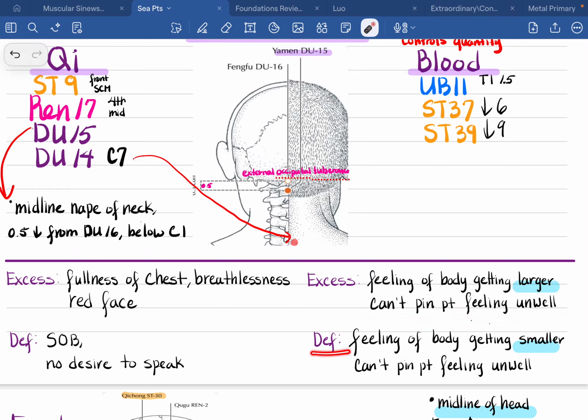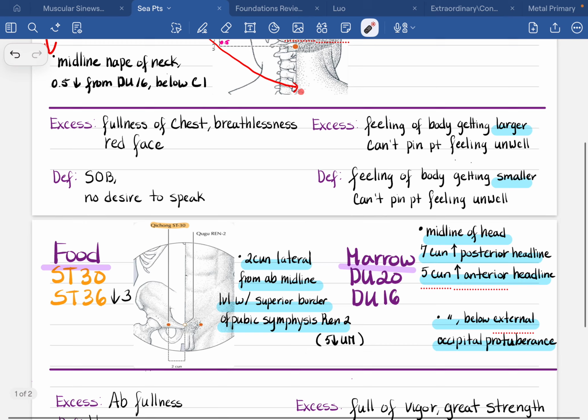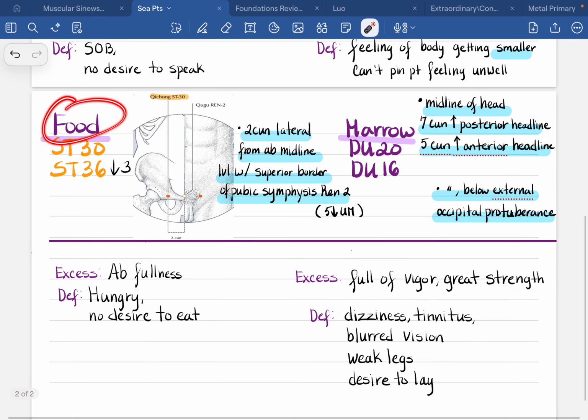And then deficiency is when your body feels like it's getting smaller, but you also can't pinpoint where you're feeling unwell. So these are the same, just not for blood. When it's in excess, you feel larger, and in deficiency, you feel like your body's getting smaller. Now for food and marrow, we have 2 points.